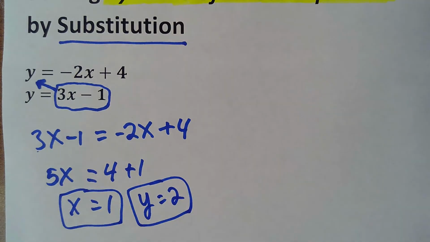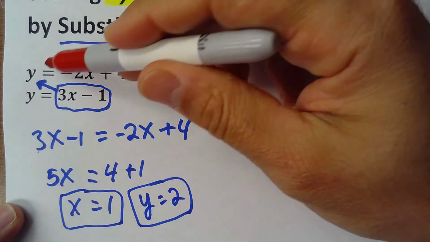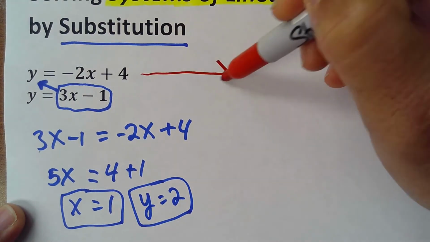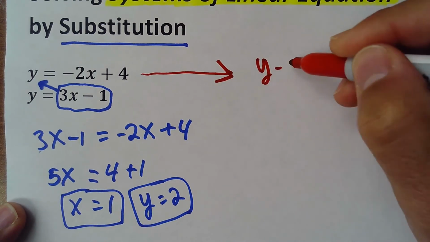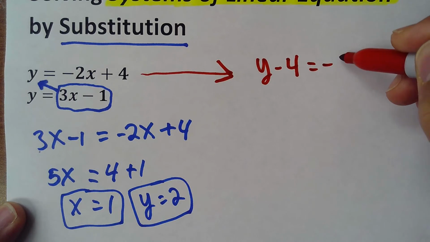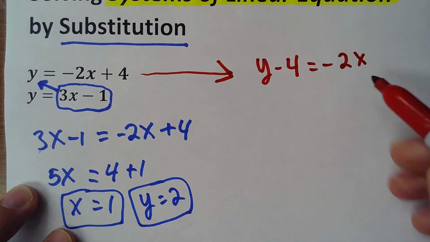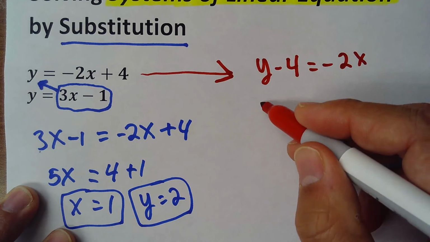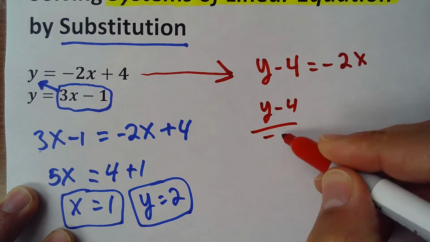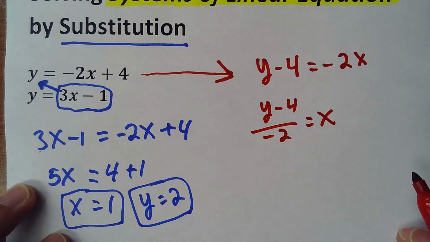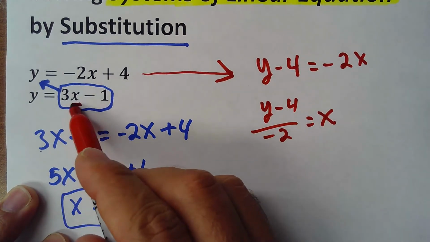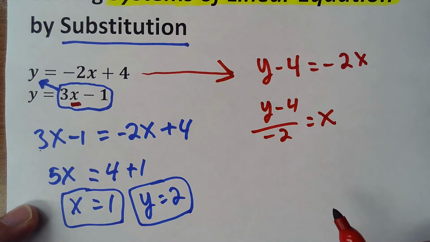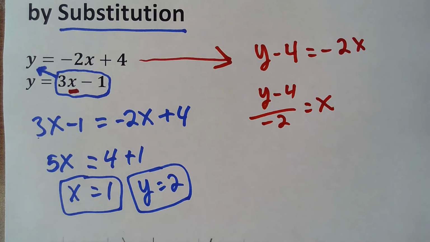Now let's do it again, but this time we're going to substitute the x. Let's take the first equation as a model and isolate the variable x. So it will be y minus 4 is equal to negative 2x, and then negative 2 goes down dividing, so we have y minus 4 divided by negative 2 equals x. Now this value of x we're going to substitute in the second equation. Let me use another color.